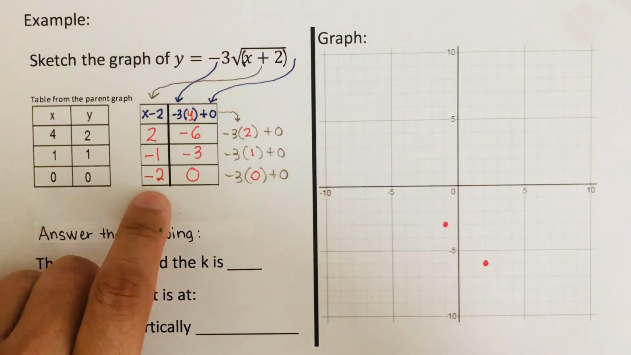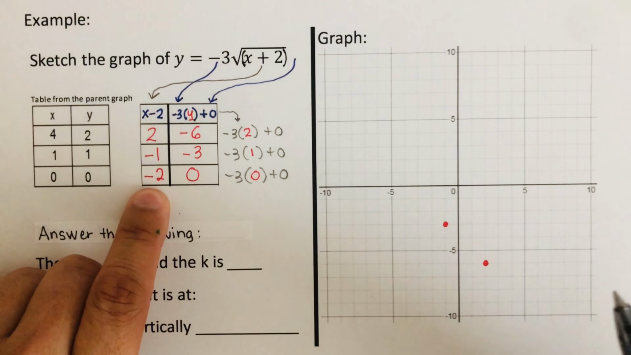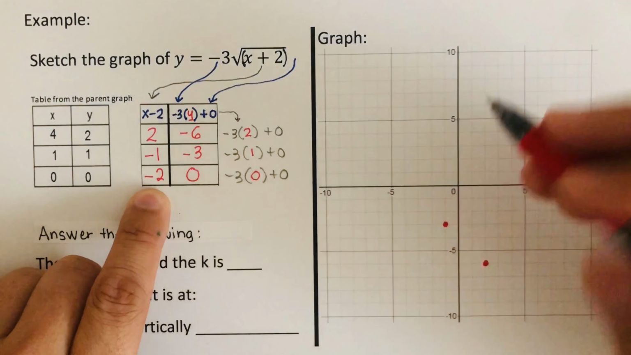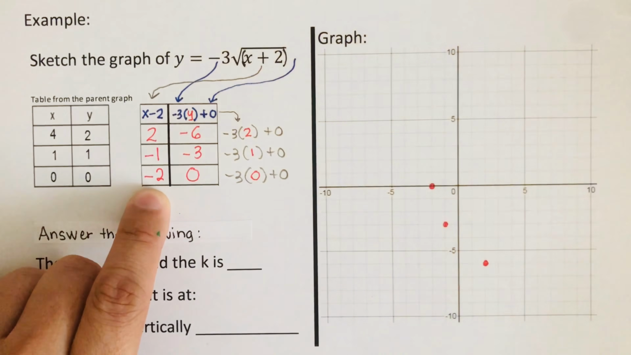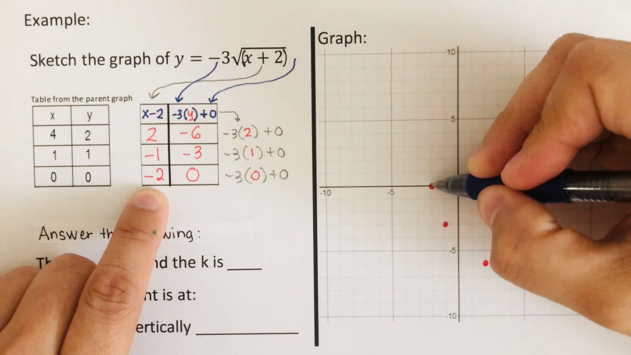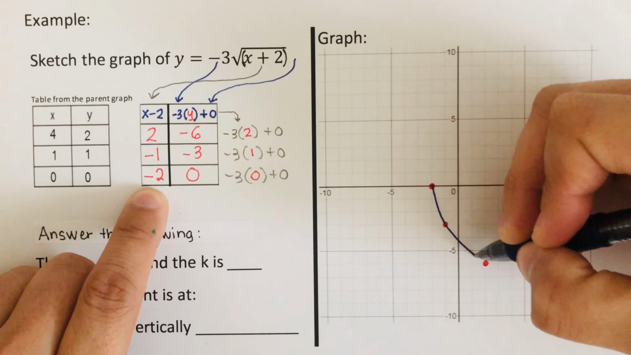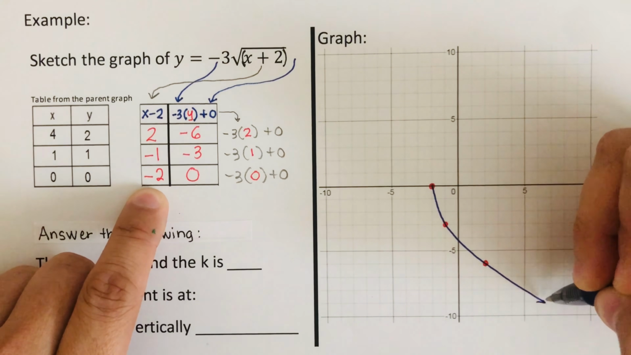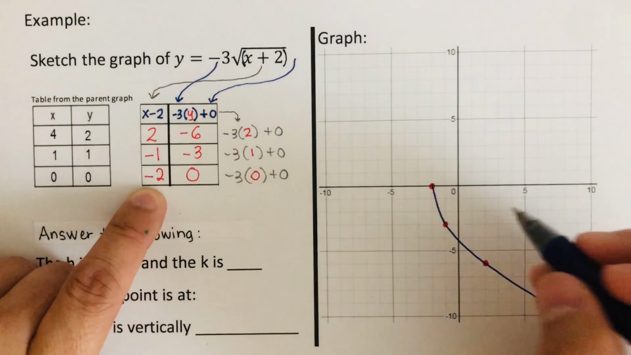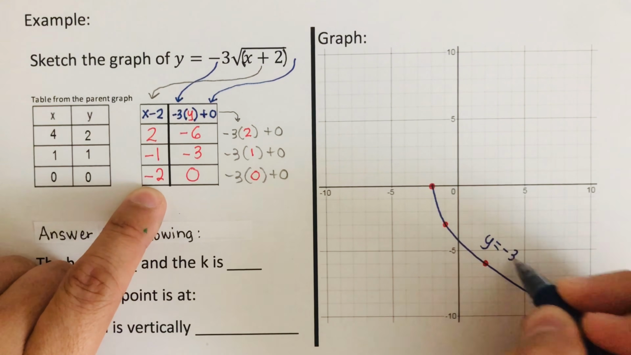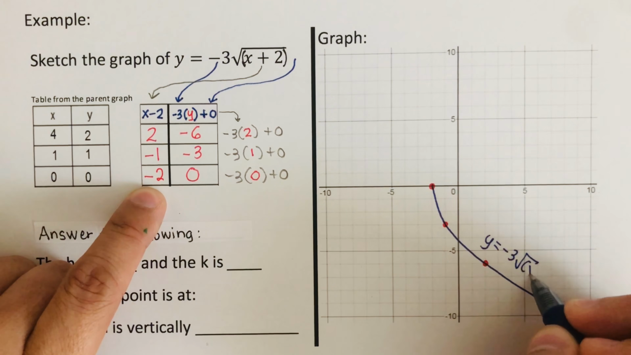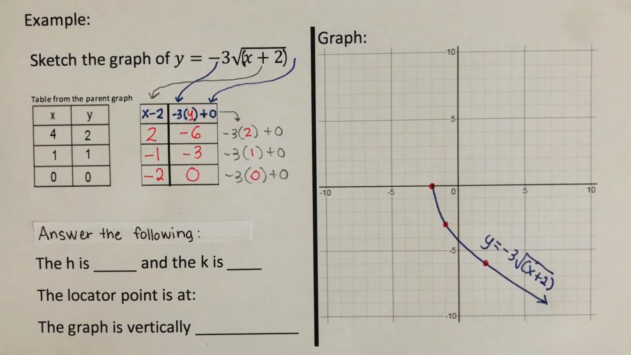And then we have negative 2 and 0. Negative 2 and 0. So it's going to be right here. So this is how the graph is going to look. So I'm just going to draw that right here. And so we can label this as y is equal to negative 3 square root of x plus 2. So that's the equation right there.